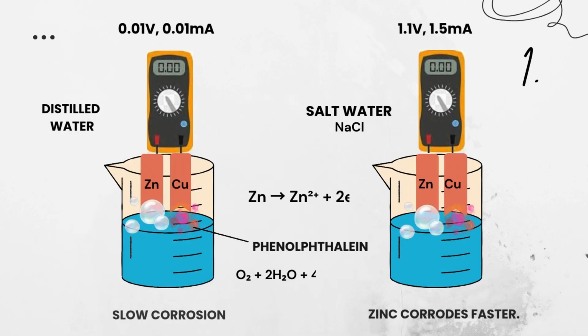Two different metals are connected. Zinc will act as the anode and copper will act as the cathode. Both are first immersed in distilled water and then in salt water. A multimeter measures the voltage and the current between them.